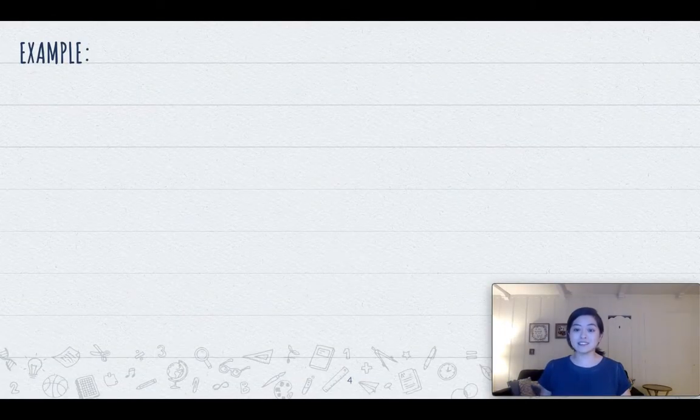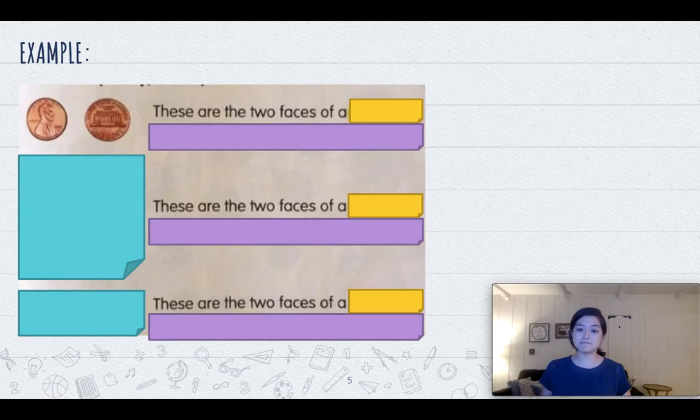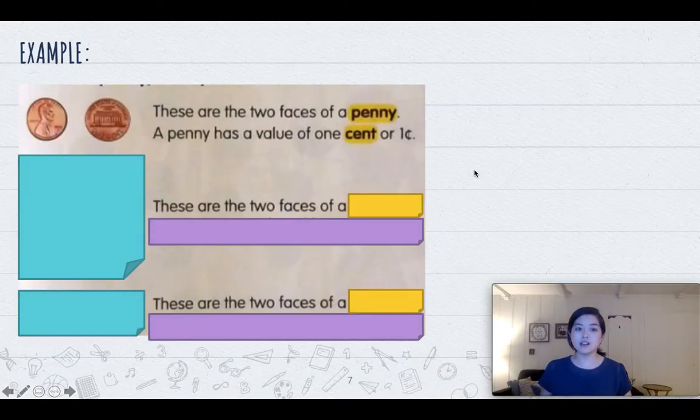Let's look at this example. Do you know the name of this coin? These are the two faces of a penny. Hmm, how much is one penny? A penny has a value of 1 cent, or is also denoted as 1 with this cent sign over here.